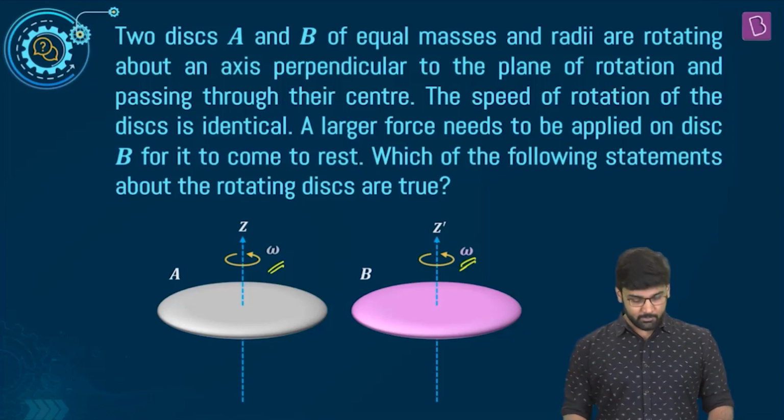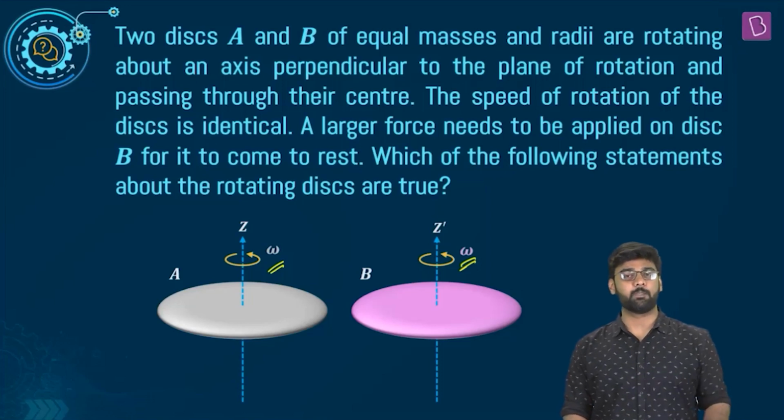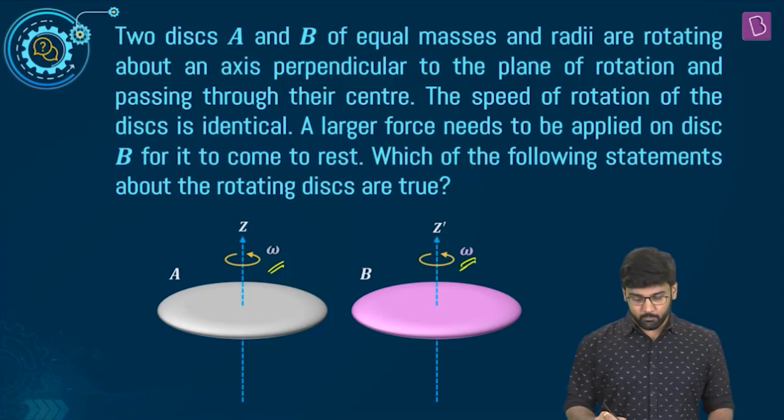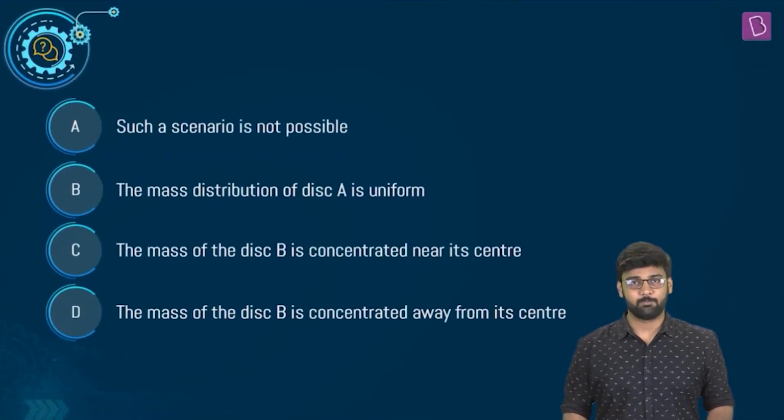Now it is given here that a large force needs to be applied on disk B to make it come to rest. So if I want to stop disk B, I have to apply a larger force as compared to disk A. And for this situation, we need to find out which of these given statements is correct.